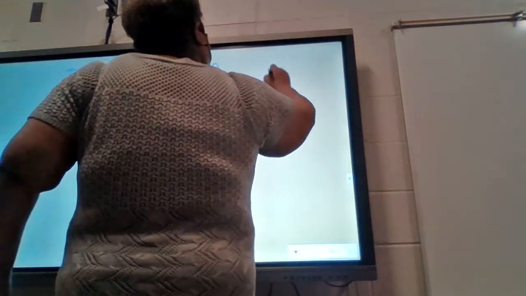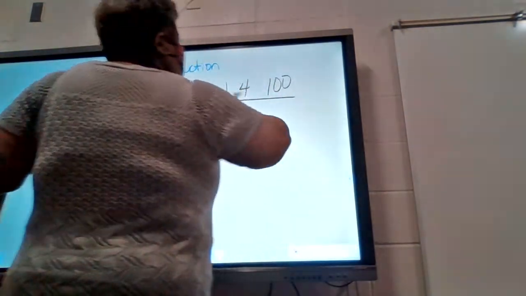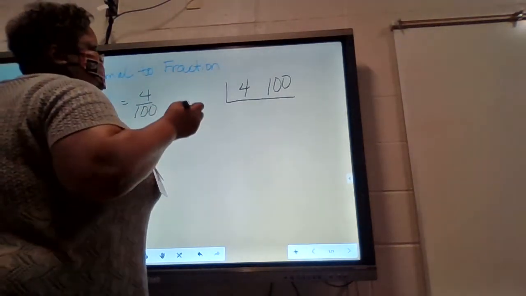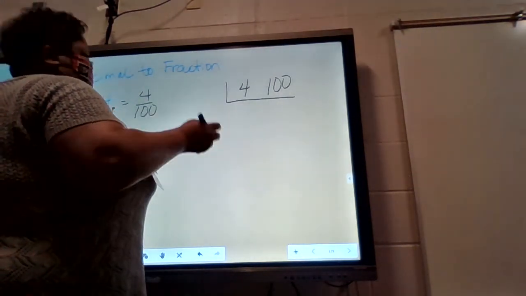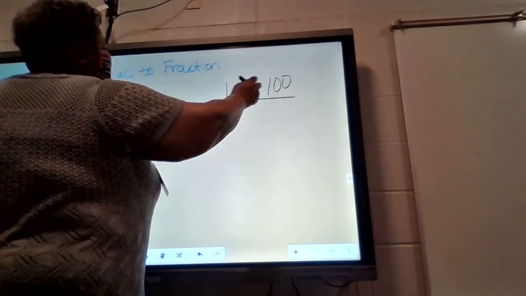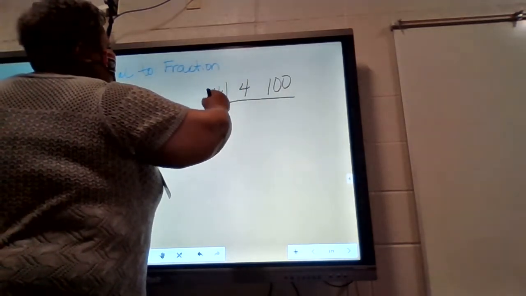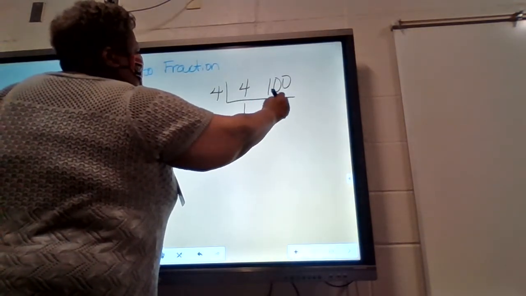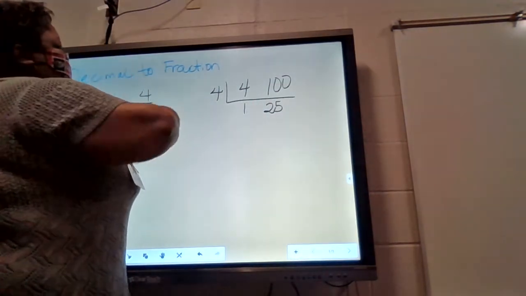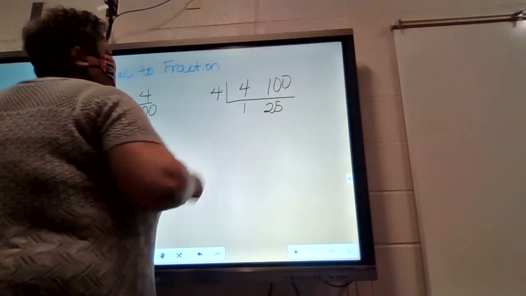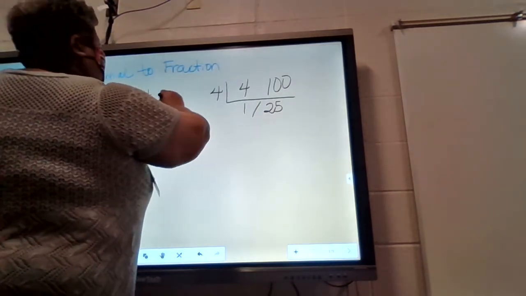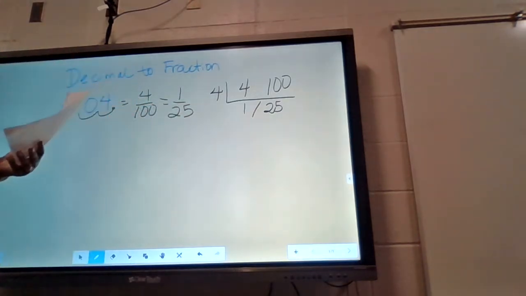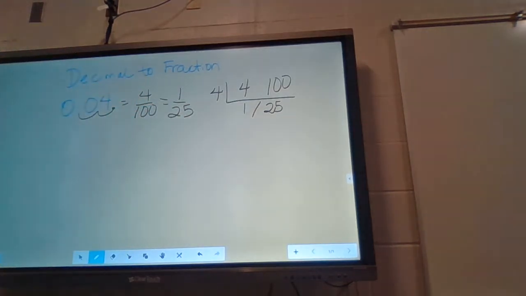I have learned to simplify using the GCF method. So what goes into 4 and 100? 4 does. 4 goes into 4 one time. 4 goes into 100 25 times. That's my fraction. So that's one way you can do it.